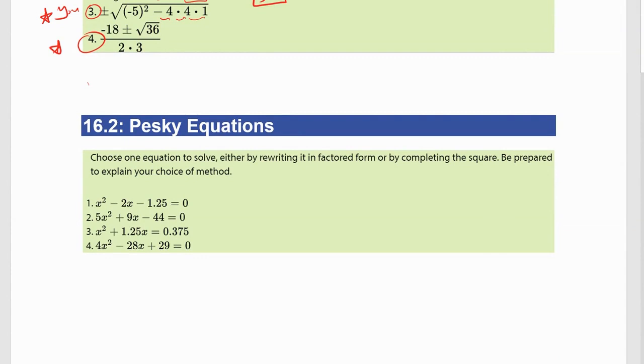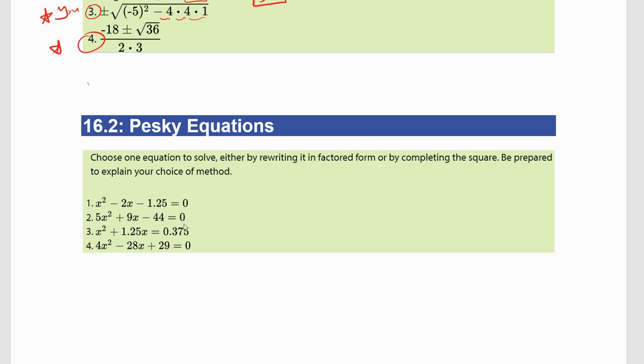Pesky equations. So choose one equation to solve, either by rewriting it into factor form or completing the square. Let's see here. Number 1, so I'll tell you what, go ahead and pause this and see if you can try to do those. They are a bit challenging for sure, but I highly recommend that you test yourself, see what you can do. Okay, so hopefully you went ahead and tried this out.